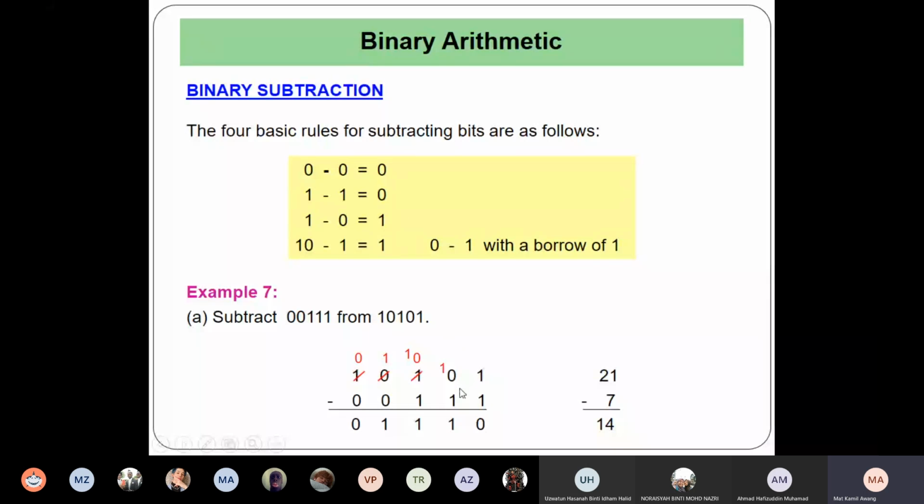Okay. 0 subtract 1 cannot. You have to borrow 1. So you borrow from here. You borrow 1, then this becomes 0. And this becomes 10.